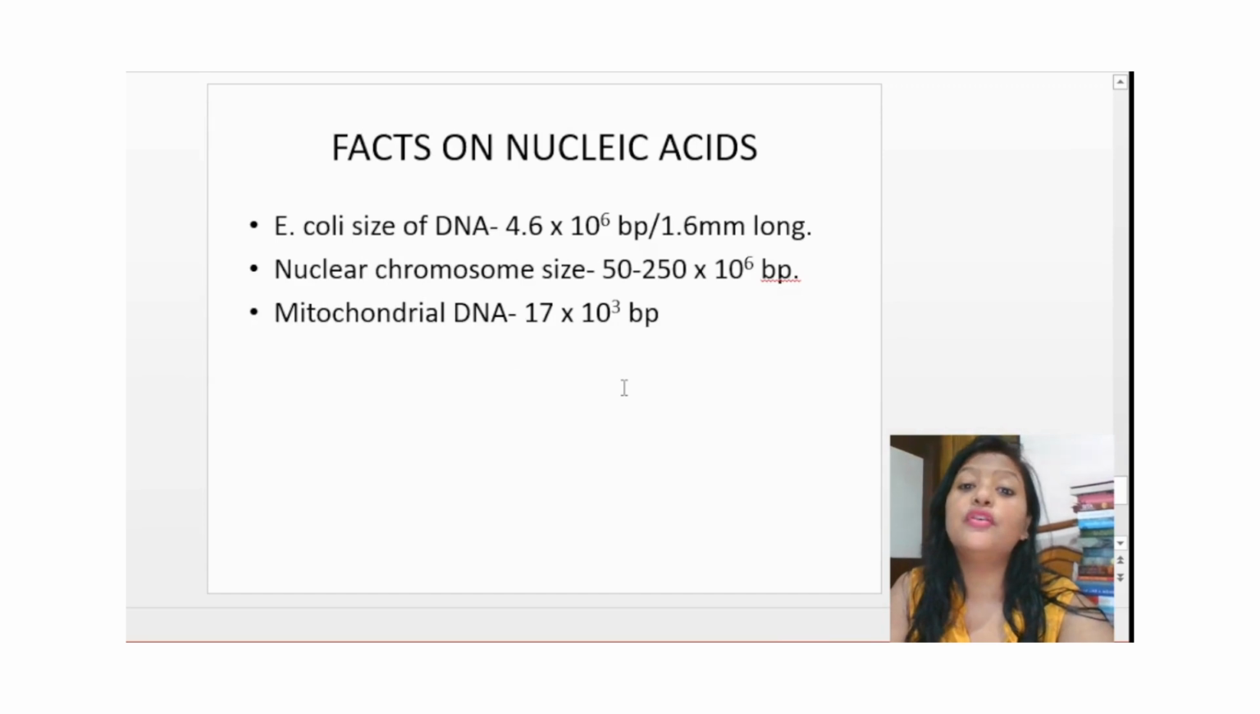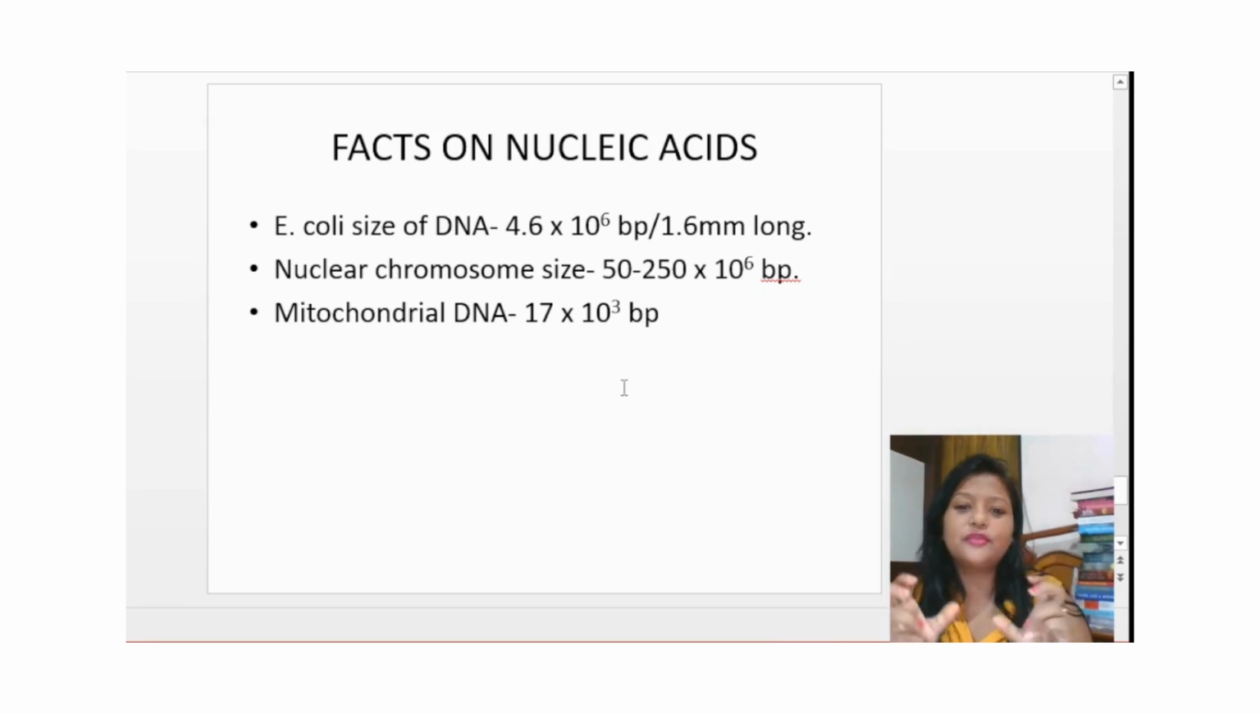Fine. Moving on to facts on nucleic acids. These are some GK facts, or they can come in the exam also. What is the E. coli size of DNA? In humans or living things, DNA is present in chromosomes. You know that humans have 23 pairs of chromosomes, so their DNA is present there. Also, DNA is present in the mitochondria. Mitochondria also contain DNA. We have seen that. Now we'll talk about the size.